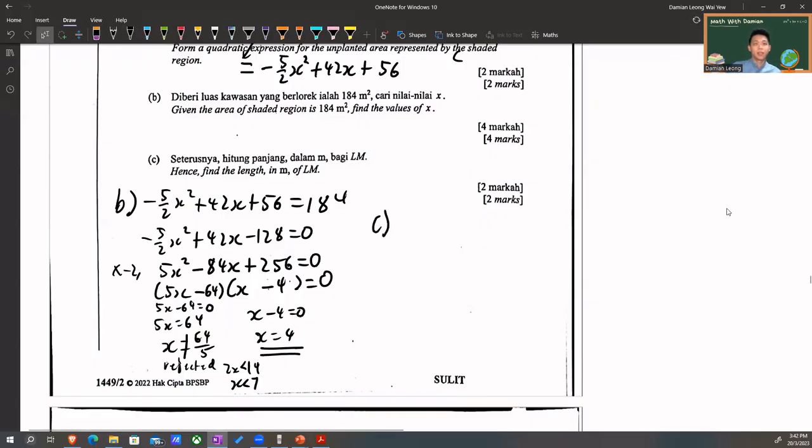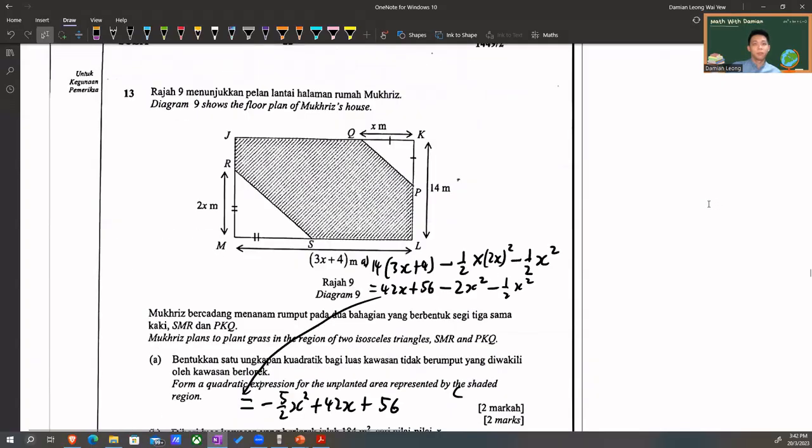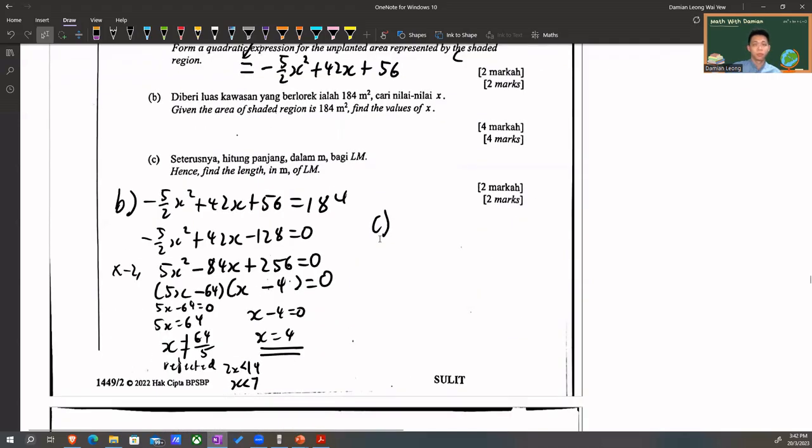Then part C, find the length of LM. LM is 3x plus 4. So I already know x, 3 times 4 plus 4 is 16 cm. 16 meters, sorry.